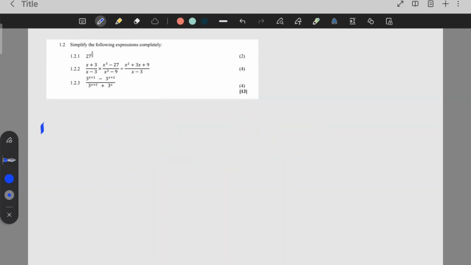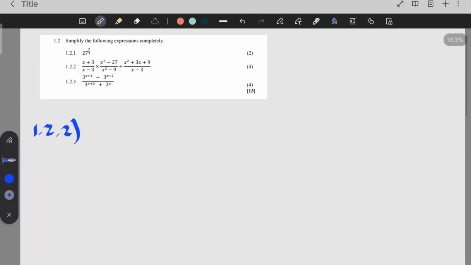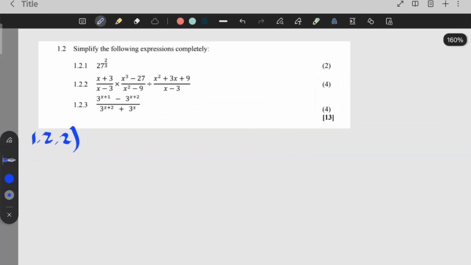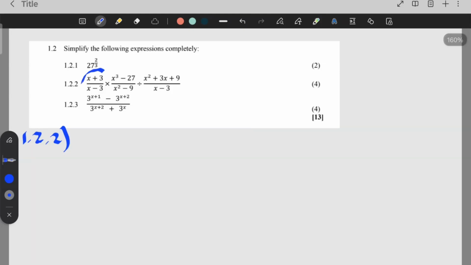Our next question, 1.2.2. We have to simplify this. So let's look at the question quickly. When you look at this question, you have a fraction times a fraction divided by a fraction. Okay, so the first thing we do with fractions is we don't divide, we times.